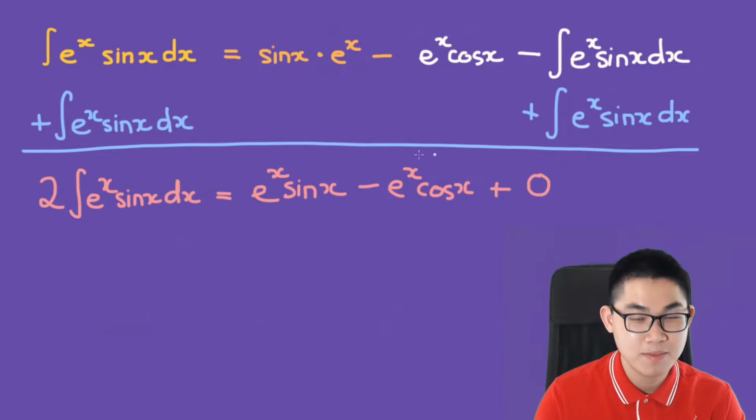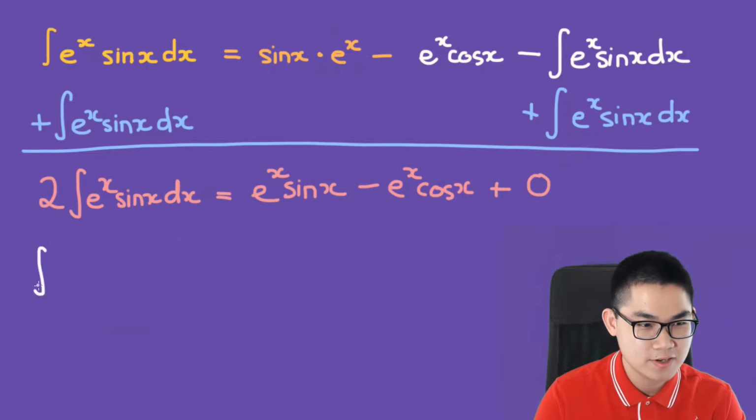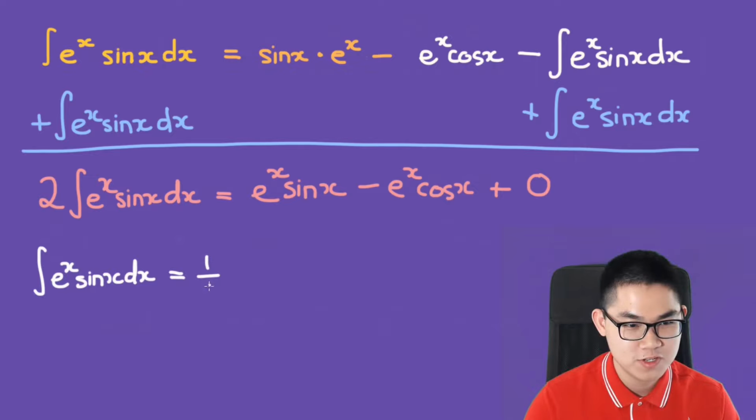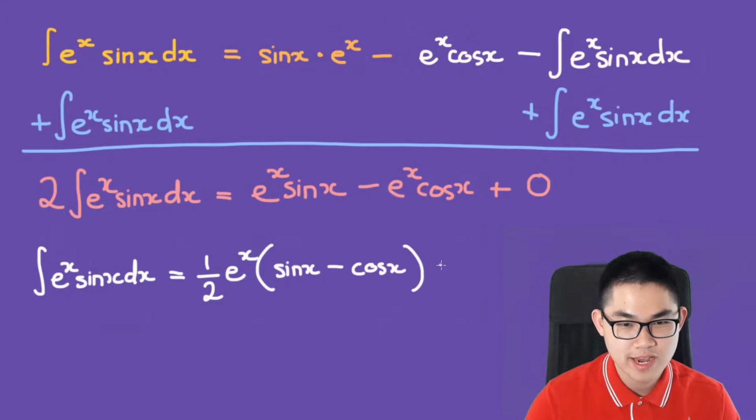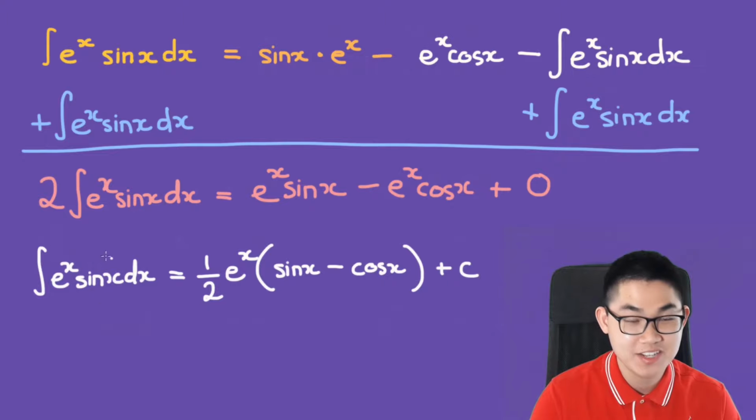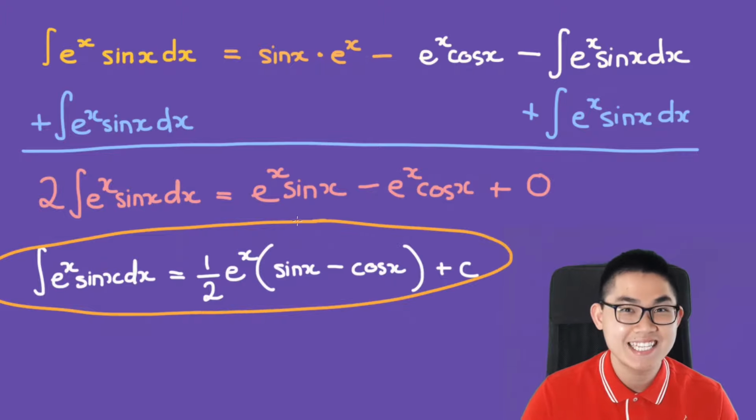Here we will divide both sides by 2. So we have the integral of e to the power of x sine of x dx is equal to 1 over 2 times e to the power of x, and we have sine of x minus cosine of x. And don't forget to add plus c as well, because this is the integral, right? So the antiderivative must have the plus c. And this right here is the answer.